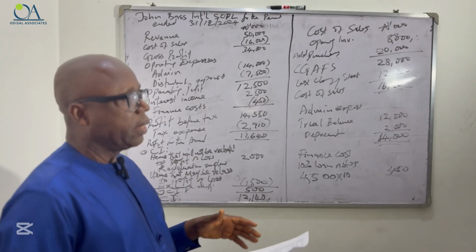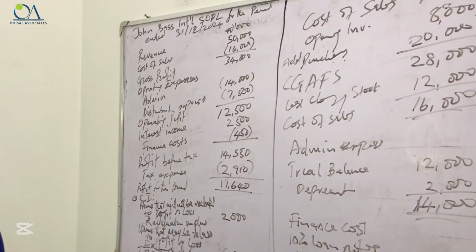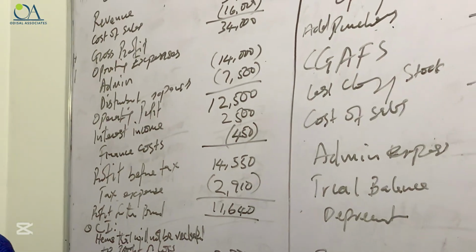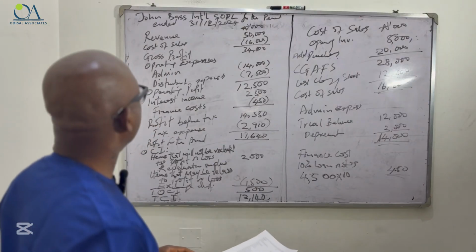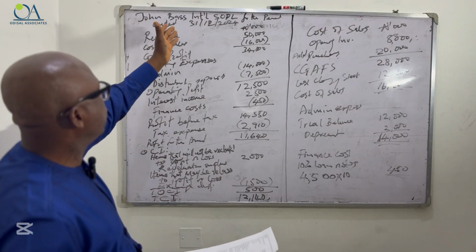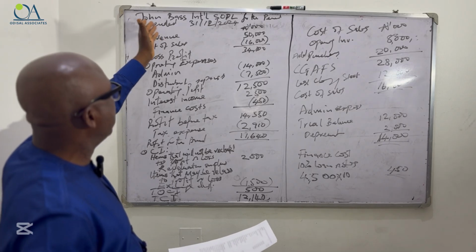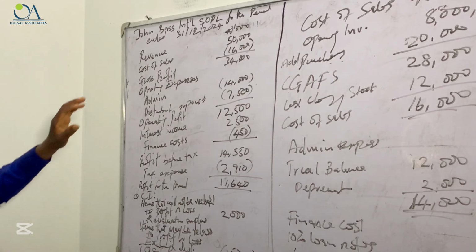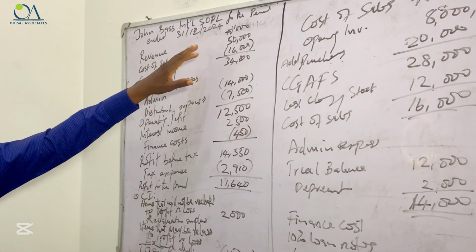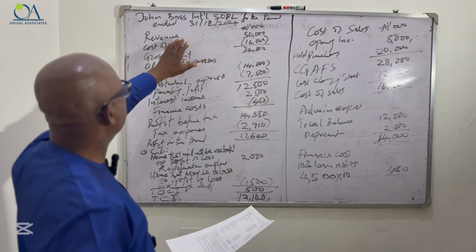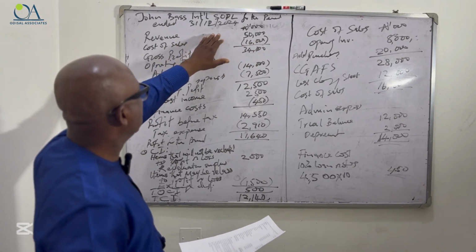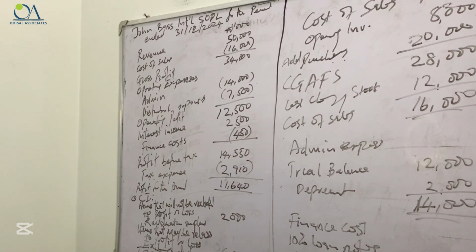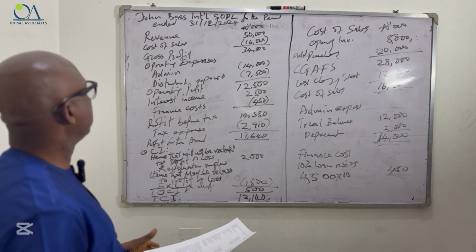We are going to prepare this statement using IAS 1, presentation of financial statements. You can see the title, the name of the company, and the title of the statement that we are preparing. John Barr International Statement of Profit or Loss for the period ended 31st December 2024. So this is the format of IAS 1.